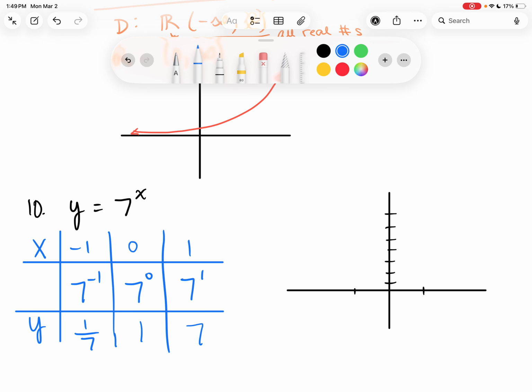At -1, it's 1/7, so I'm going to go just a little bit above the axis there. At 0, it's 1, so I'm going to put a point there. And then at 1, it's 7. It's a lot harder to do this on the iPad than it is to do this on paper. And it looks like that. That's all you do.